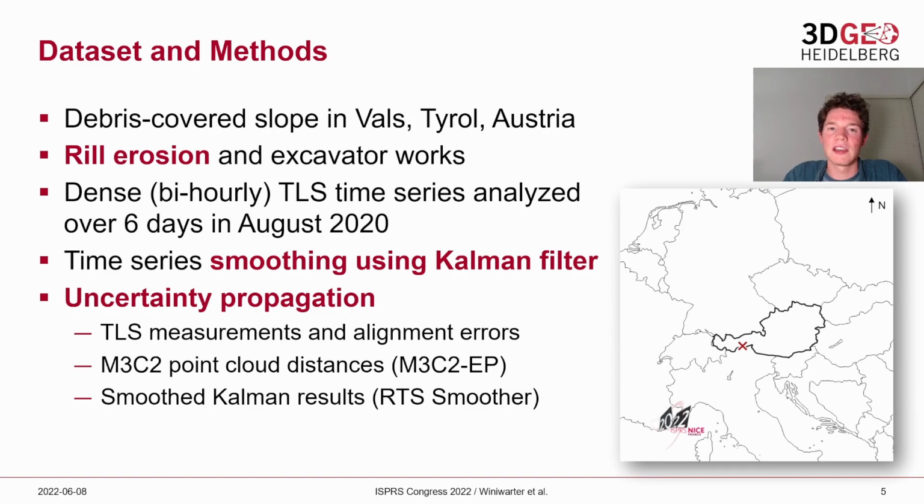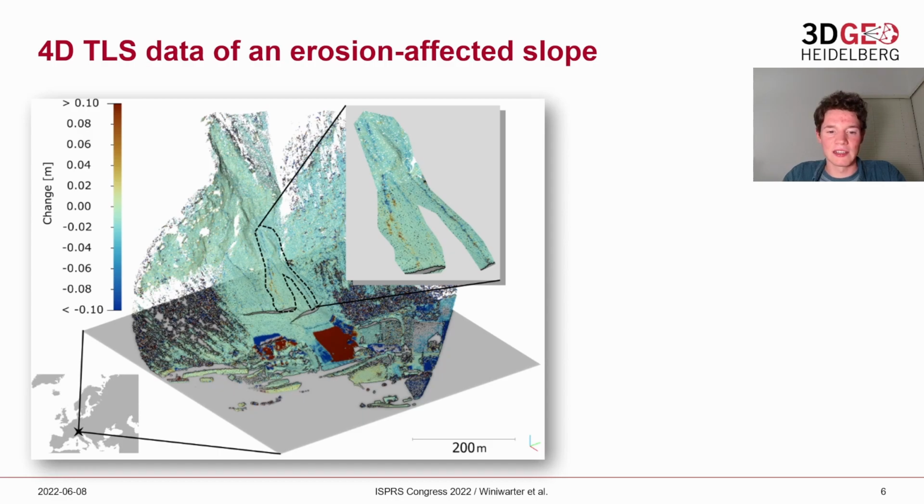We use a time series smoothing method employing a Kalman filter to be able to propagate uncertainties. This means we start with TLS measurements and alignment errors, so both errors stemming from the measurement itself as well as from the alignment procedure. Then we quantify M3C2 point cloud distances using M3C2 with error propagation and pass these results to a Kalman filter smoother using the RTS smoother. The result then looks something like this.